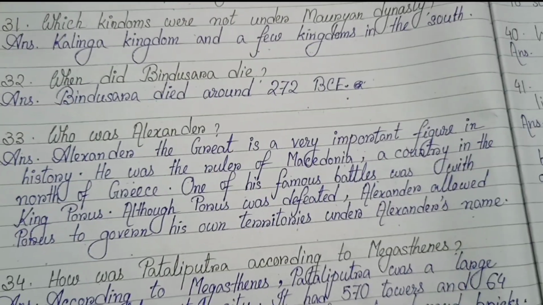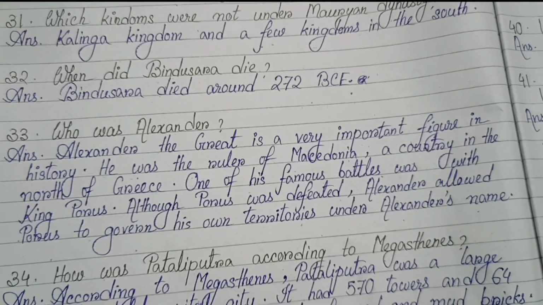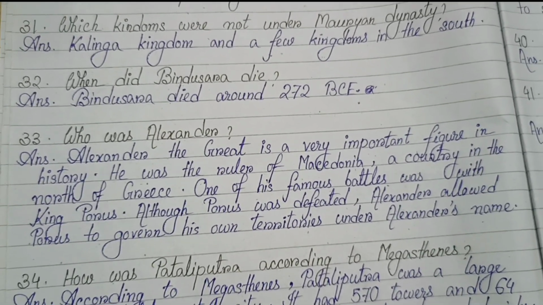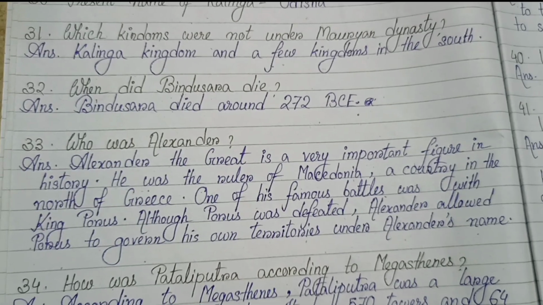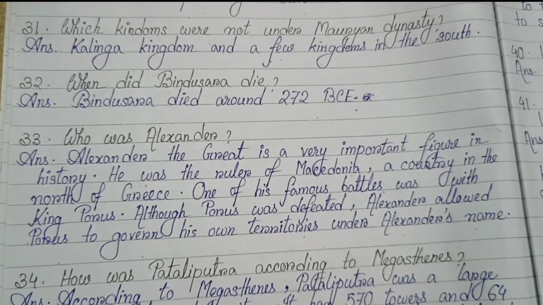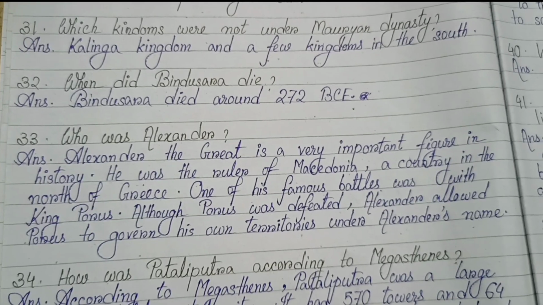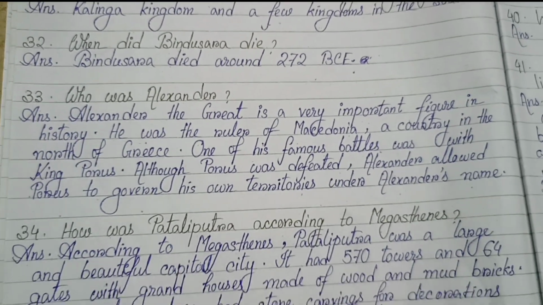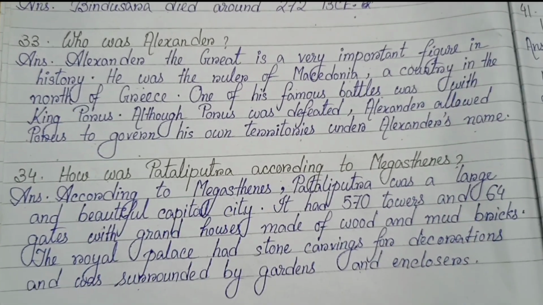33. Who was Alexander? Alexander the Great is a very important figure in history. He was the ruler of Macedonia, a country in the north of Greece. One of his famous battles was with King Porus. Although Porus was defeated, Alexander allowed Porus to govern his own territories under Alexander's name.